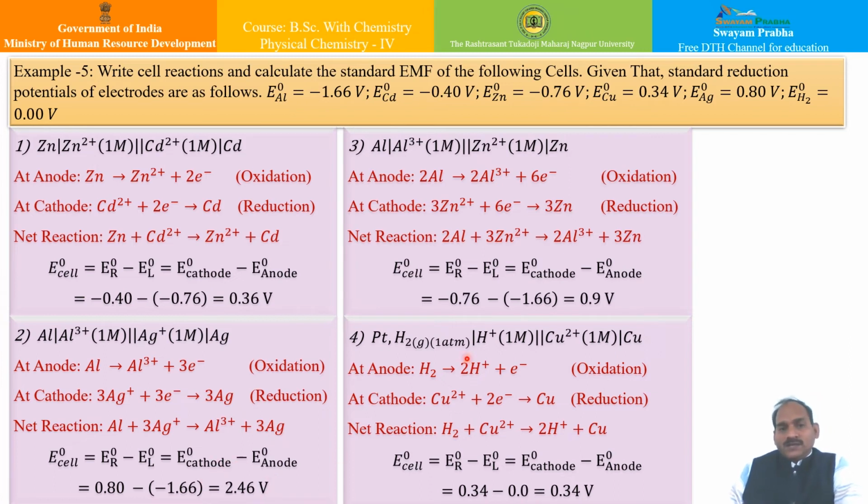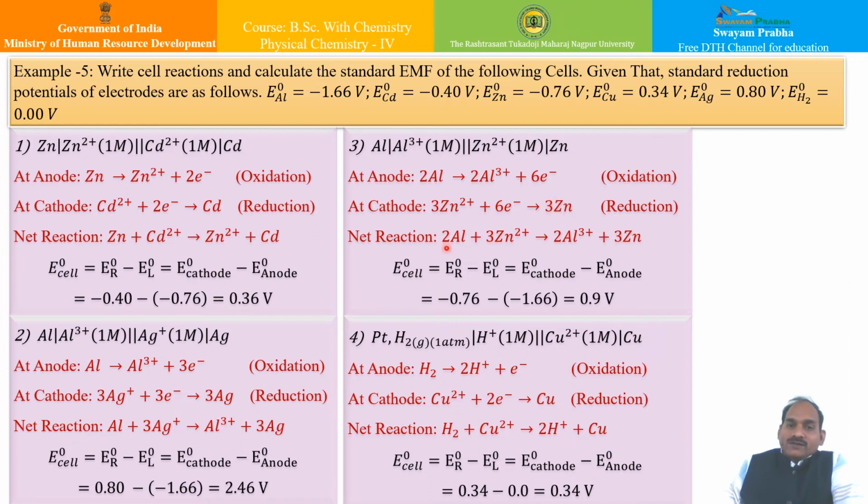Okay. Similarly, we can have other combinations, such as aluminum in contact with zinc. So aluminum will be on the left hand side, and zinc will be on the right hand side. Aluminum is the anode, and zinc will act as the cathode. At the anode, what is happening? These 2 atoms of aluminum are releasing 3 electrons each, and therefore 6 electrons will be released at the anode, and oxidation will take place at the anode. And at the cathode, 6 electrons will be absorbed by the 3 zinc ions, and therefore 3 atoms of zinc will be reduced and deposited at the cathode.